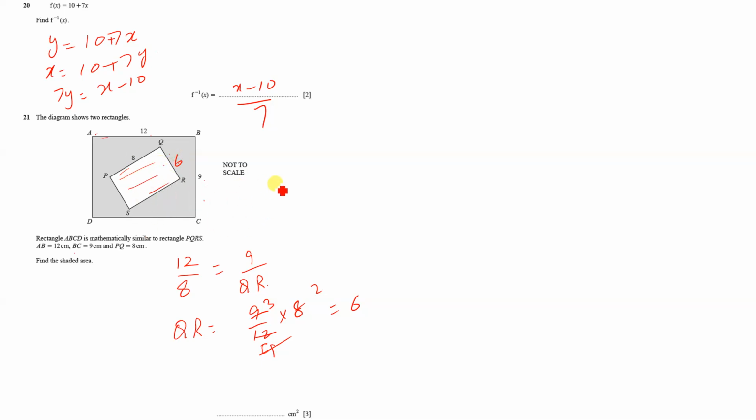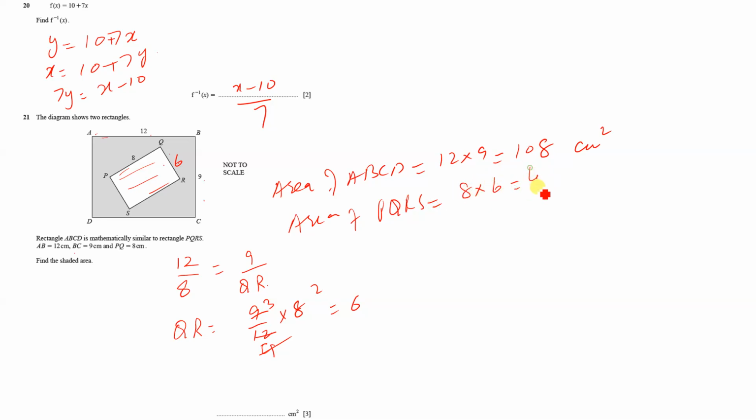Now the area of ABCD is 12 times 9, that is equal to 108 square centimeters, and the area of PQRS is 8 times 6, which is equal to 48 square centimeters. The difference of the areas gives us the area of the shaded region. So the area of the shaded region is 108 minus 48, and that is 60 square centimeters.